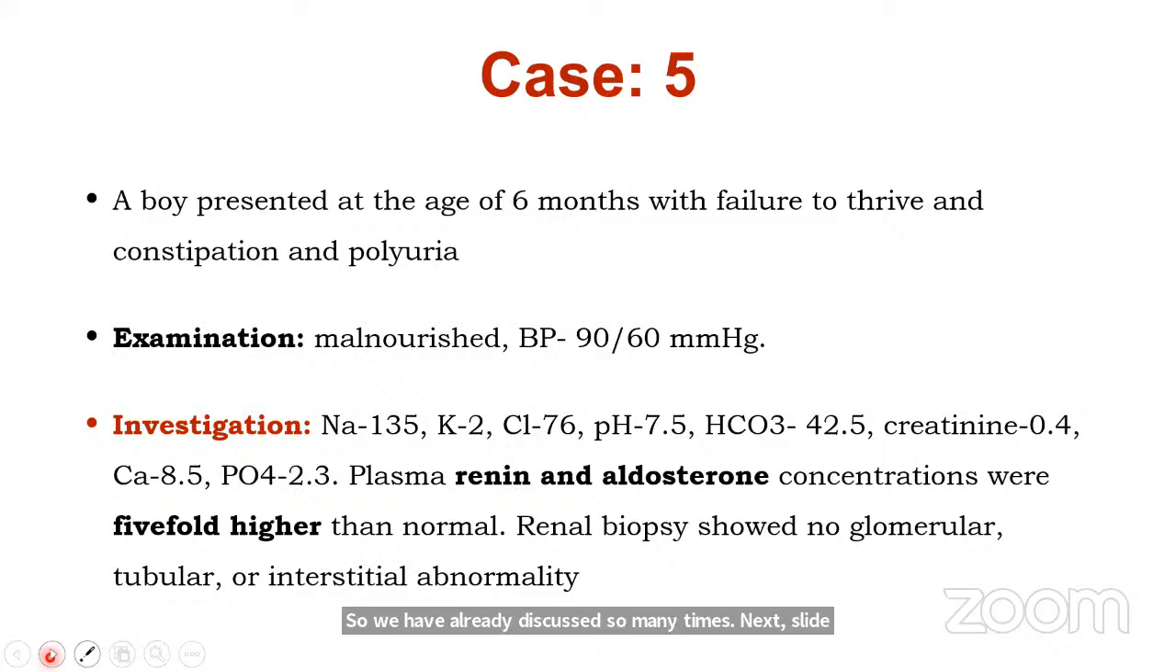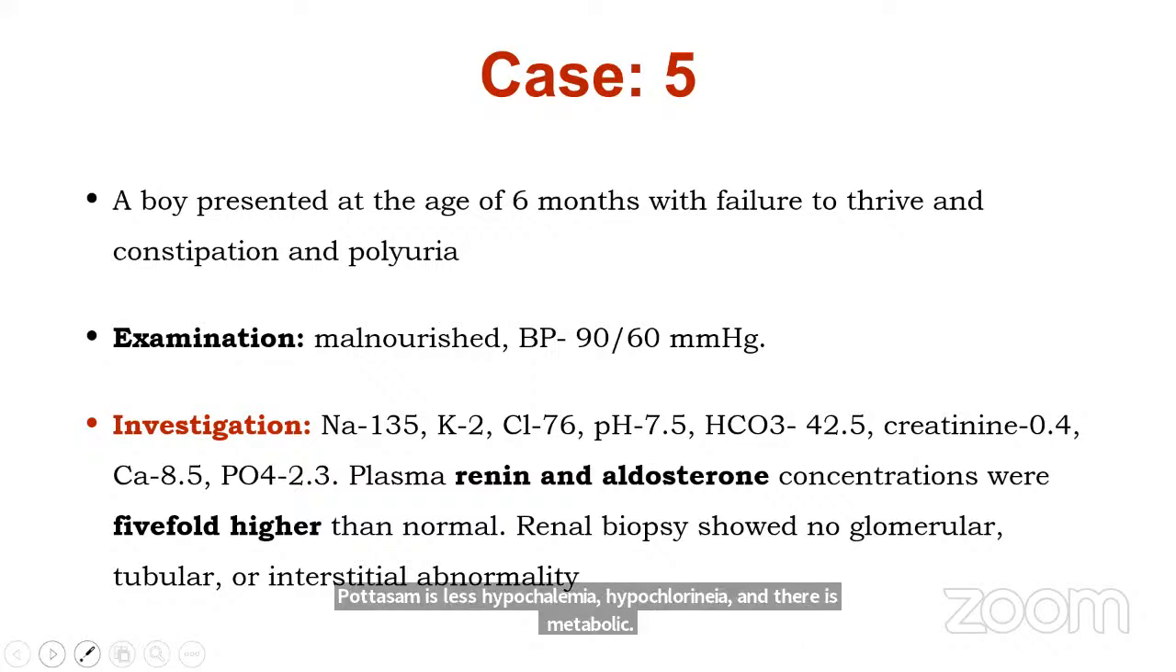Next, case 5. This is another case scenario. A 6-month-old boy presented with failure to thrive, constipation, and polyuria. On examination, he is malnourished, but blood pressure is on the normal or high-normal side. Investigation showed sodium of 135, hypokalemia, hypochloremia, and metabolic alkalosis with bicarbonate 42. And here your renin and aldosterone levels are very high.